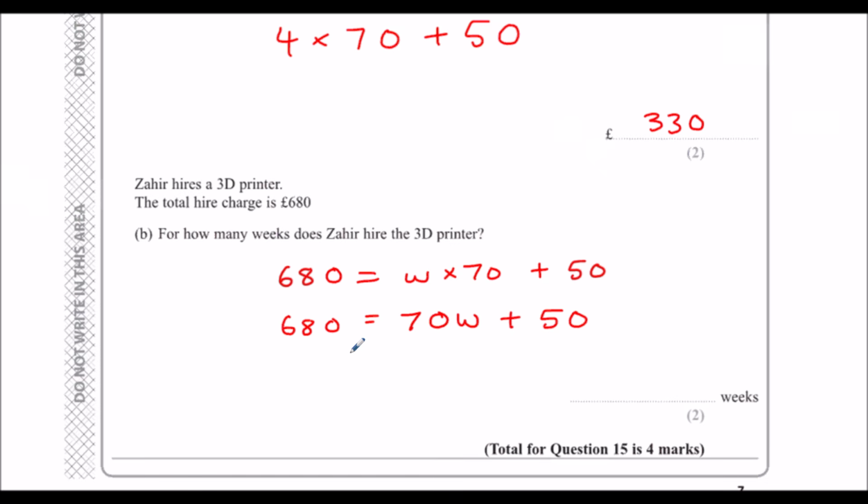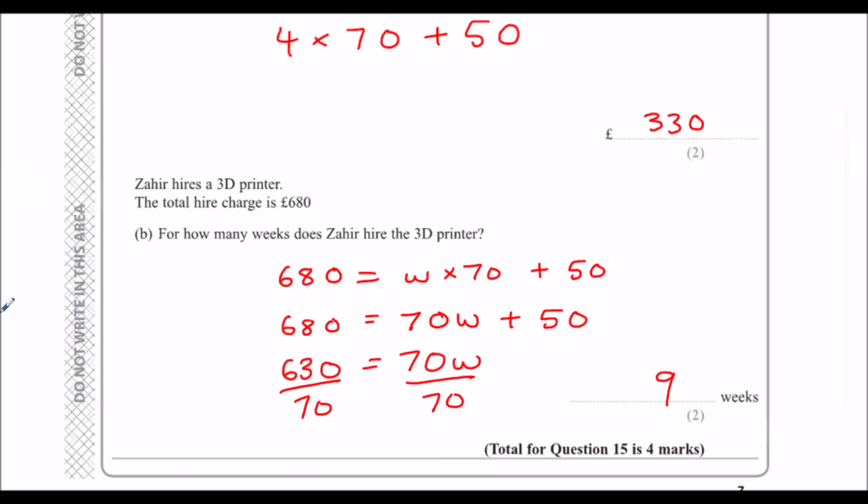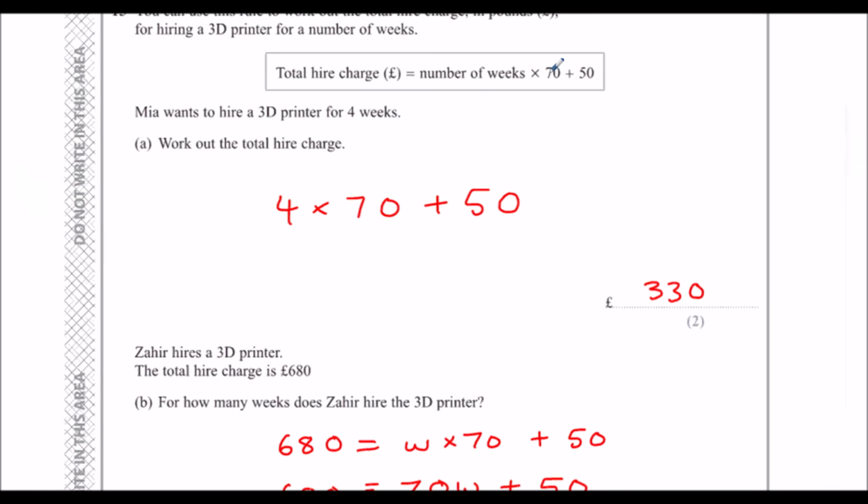So we can solve this. I've changed it into an equation. I'm going to solve it by taking 50 away from both sides. So I've got 630 equals 70W. 680 take away 50 is 630. Then I'm going to divide both sides by 70. So 630 divided by 70 equals 9. So it's 9 weeks. So 9 times 70 plus 50 equals 680.